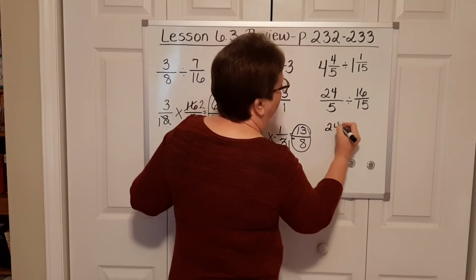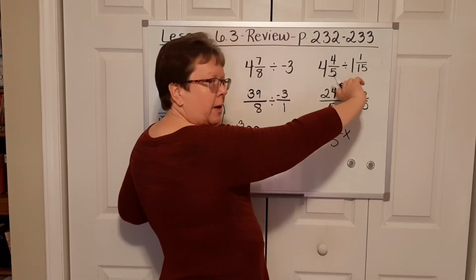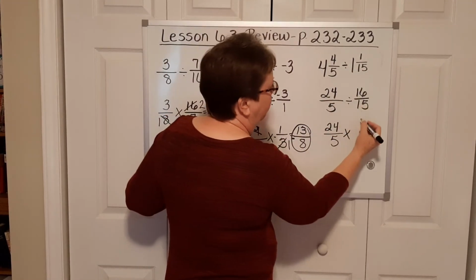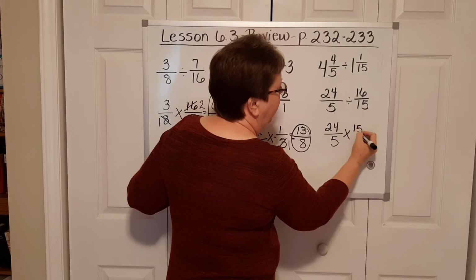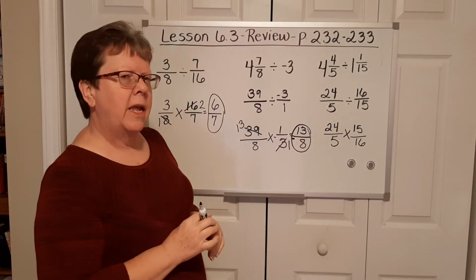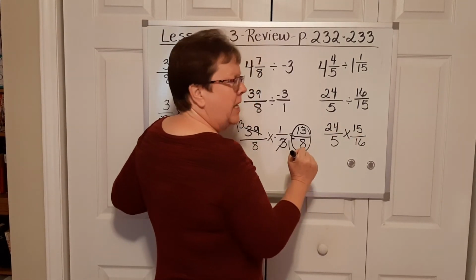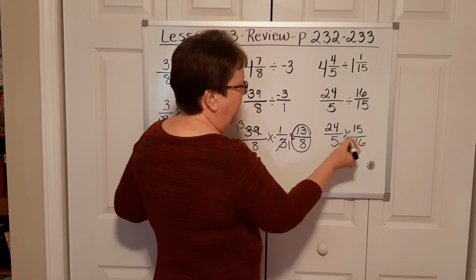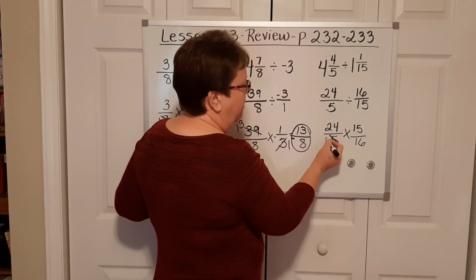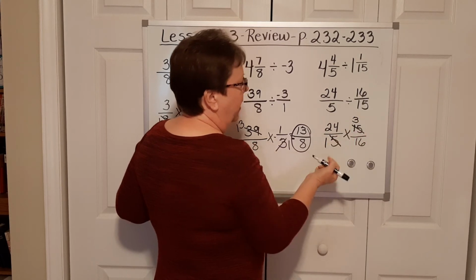So 24/5 times, and let's flip this second fraction. So we have 15/16. Okay, let's see if we can cancel. Okay, the 5 and the 15, we can divide both of these by 5. So 5 divided by 5 is 1. 15 divided by 5 is 3.